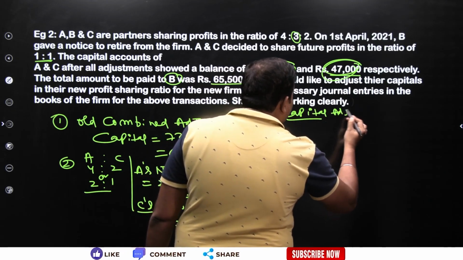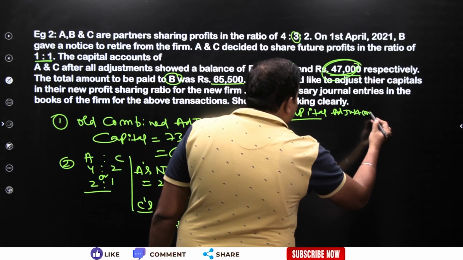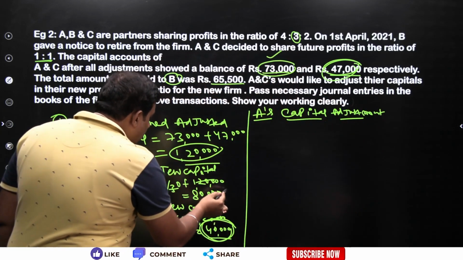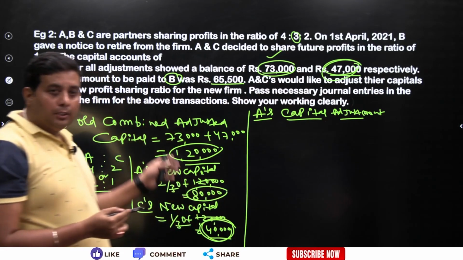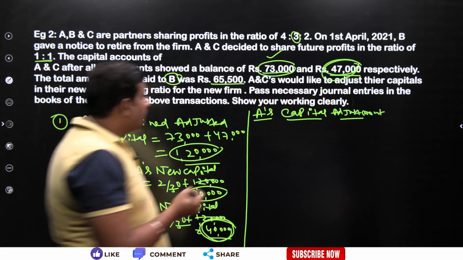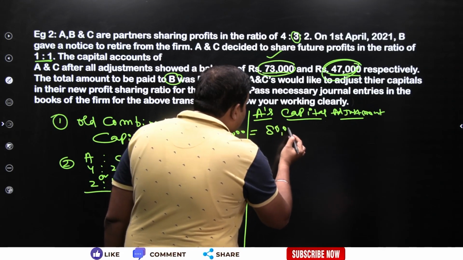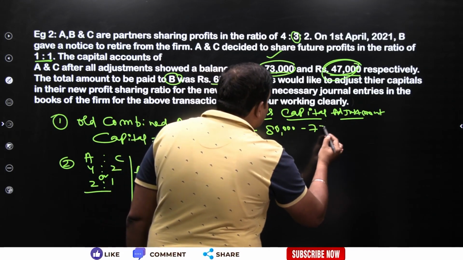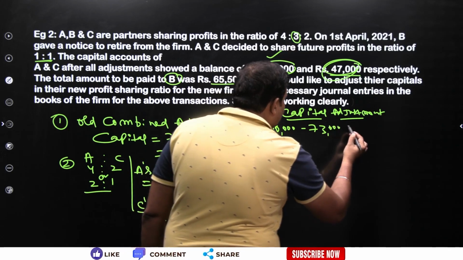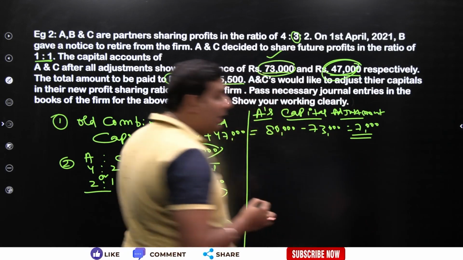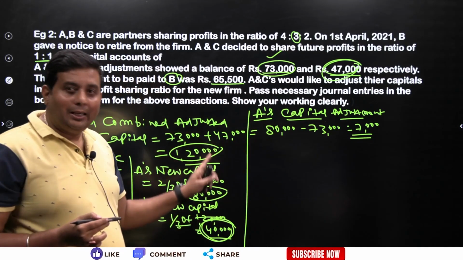It's really simple to understand that A already has an availability of 73,000, but there is a requirement of 80,000 after the capital changes. So 80,000 is the required amount and 73,000 is the available amount. It means there is a deficiency of 7,000 and this deficiency has to be borne by A.